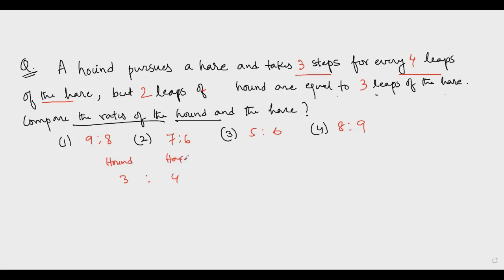Here is the shortcut. 2 leaves equal to 3 leaves, I mean say 2 and say 3. And then what you have to do is just cross multiply. Right? So what is the answer? 3 into 3, 9, 4 into 2, 8. So the answer is 9 is to 8. So if this type of question comes, then solve like this.